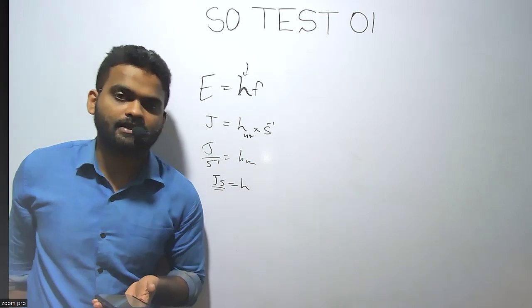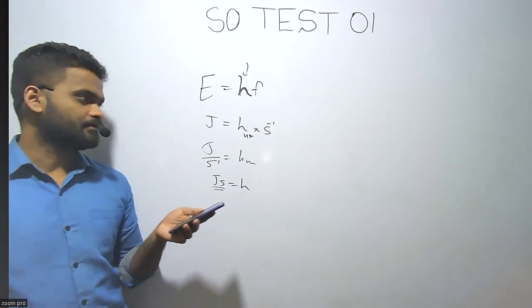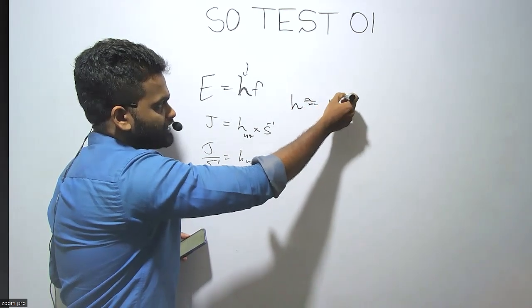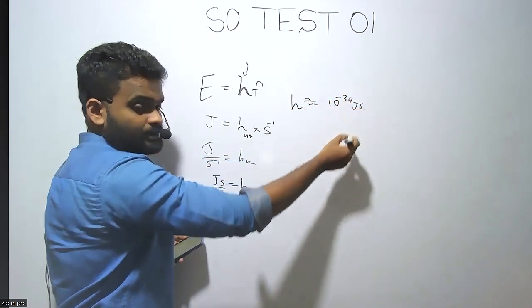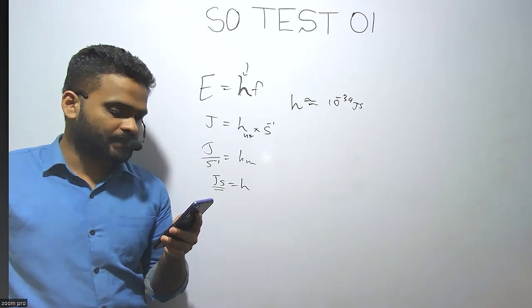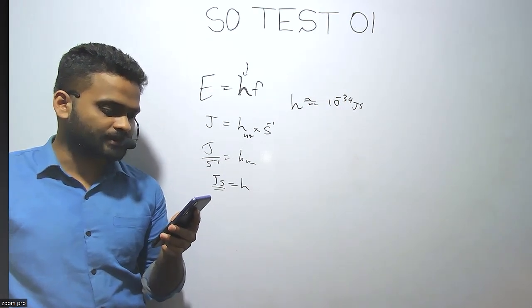In that way you can find it, right? So there are values for this Planck's constant. This is of the order of 10 to the power minus 34 something joule second, right? You will learn this in matter and radiation. Okay, then the 7th question, let's try that.